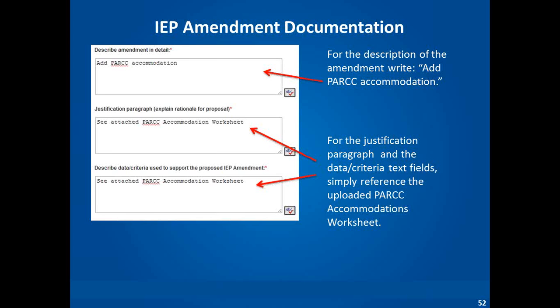And when you have those text boxes where you actually have to describe the amendment in detail, you can just keep it very simple here. You just say you're adding a PARCC accommodation and just refer to the worksheet that you're going to upload. You can just say, see the attached PARCC worksheet. And that will take care of it for these text boxes, because the explanation will actually be what's on the worksheet.